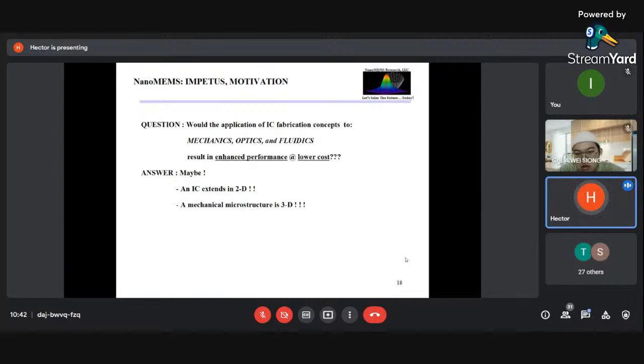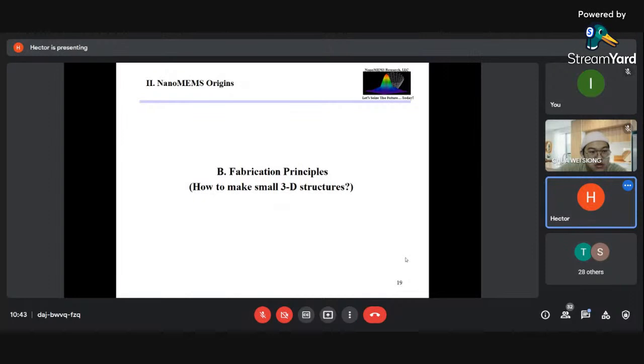Because an IC, as we know, extends in two dimensions, but a mechanical structure is three-dimensional in nature. Therefore, techniques had to be developed for microstructure generation, which would allow the third dimension of a structure to be shaped. To see how NanoMEMS is motivated by these fabrication techniques, I will briefly review them next.